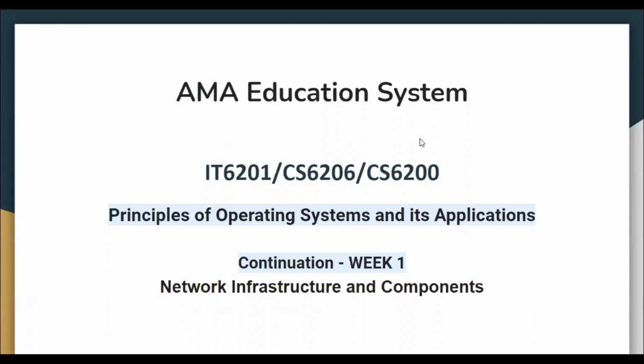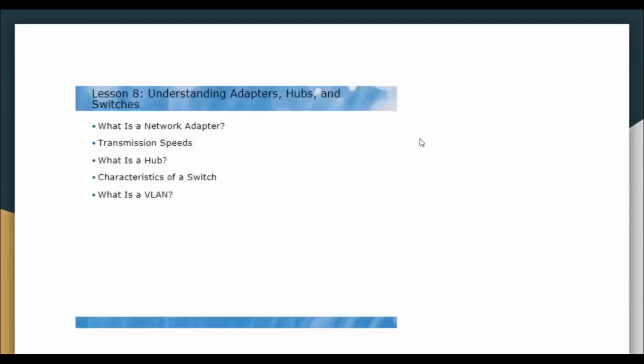So right now, we will continue our discussion on week 1, which is network infrastructure and components. On your lesson 8, we have understanding adapters, hubs, and switches. What is a network adapter? Transmission speeds, what is a hub, the characteristics of a switch, and what is a VLAN.